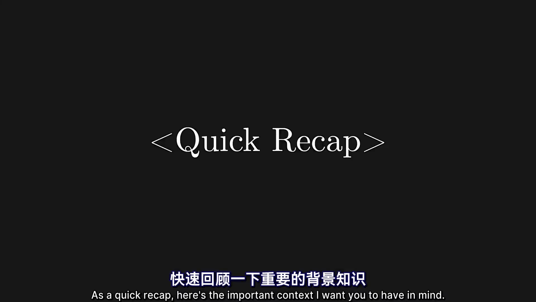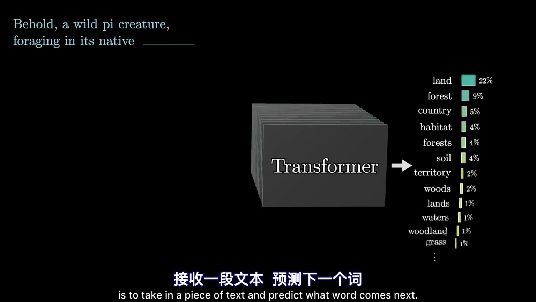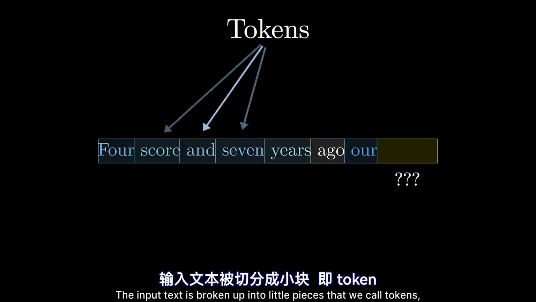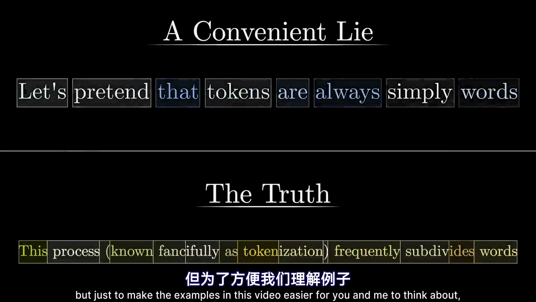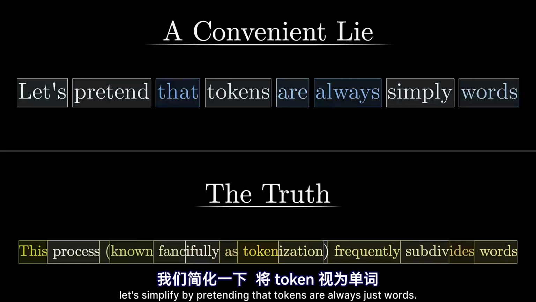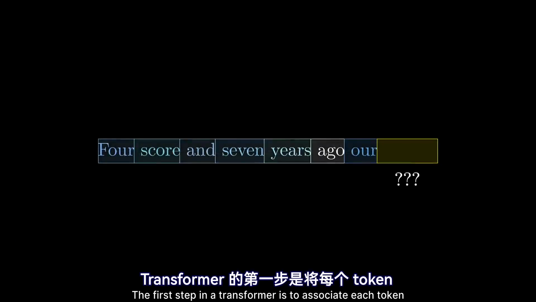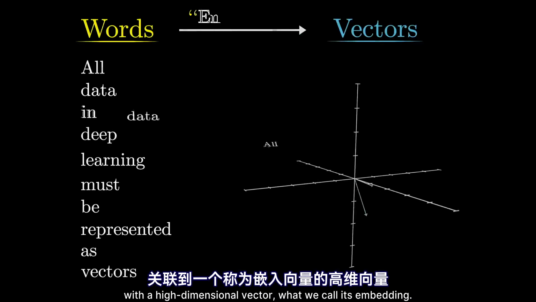As a quick recap, here's the important context I want you to have in mind. The goal of the model that you and I are studying is to take in a piece of text and predict what word comes next. The input text is broken up into little pieces that we call tokens, and these are very often words or pieces of words. But just to make the examples in this video easier for you and me to think about, let's simplify by pretending that tokens are always just words. The first step in a transformer is to associate each token with a high-dimensional vector, what we call its embedding.